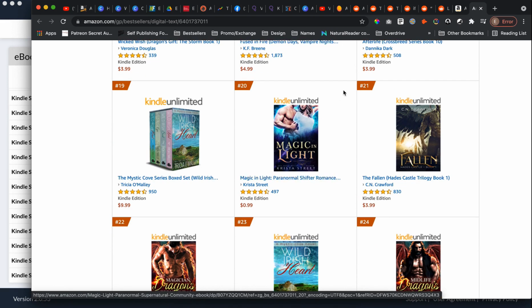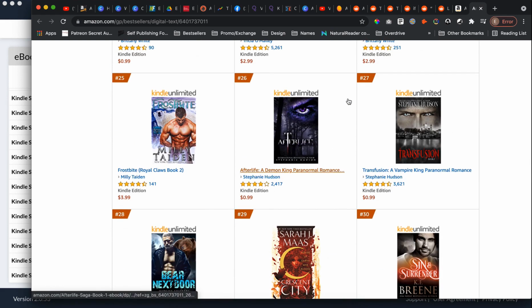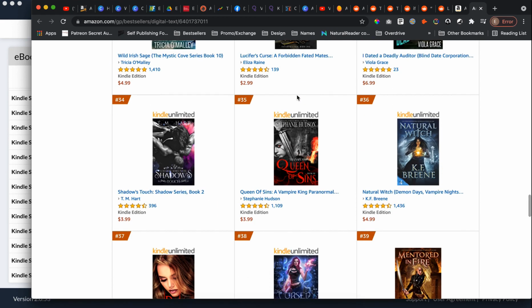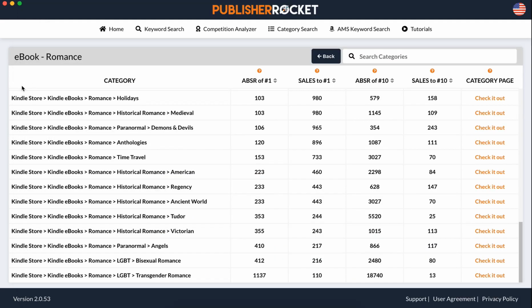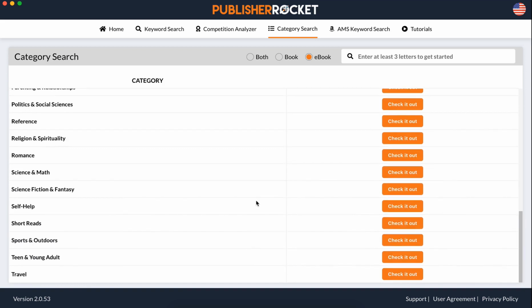It looks like it's mostly dragons and, well, fallen angels, I guess. More dragons, wolves, vampire king. So this is something you want to keep in mind when you look at these categories. You always want to check them out to see what is actually in the category. So that's romance. Let's look at one more category, because I want to get one that's maybe not quite as popular as romance. Let's look, how about at science fiction fantasy?